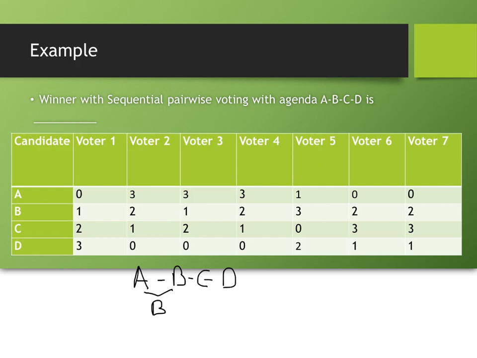Let me just write real quick here. B wins there. A, B, B, B. B wins four. All right. B versus C, obviously C wins there. Then C and D. C wins again. So with that sequence, C wins.